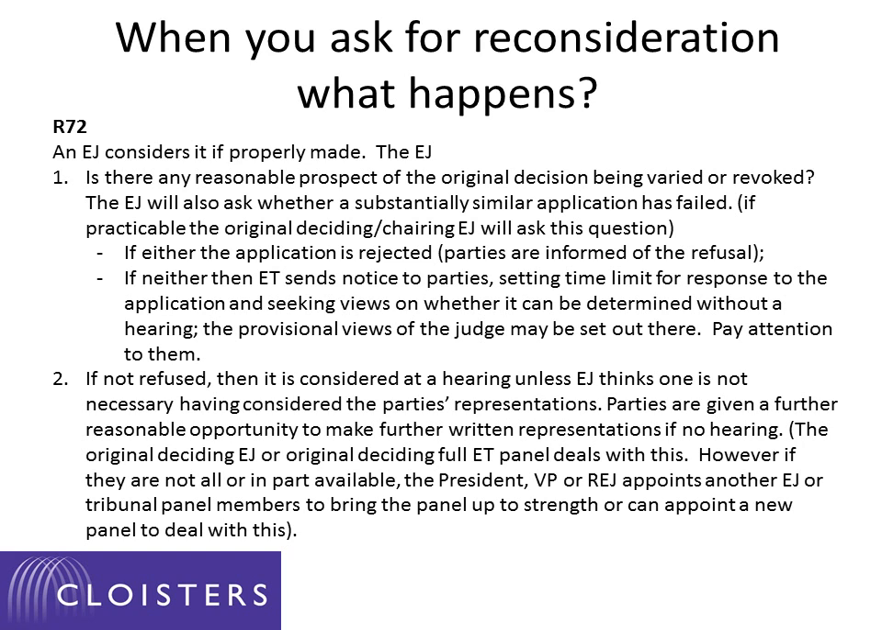Parties are then given a further reasonable opportunity to make further written representations if there's not going to be a hearing. Now, the original employment judge who decided the point, or the original full panel which decided the point, will deal with this hearing. However, if they're not available, either all of them or some of them, then the President, Vice President, or Regional Employment Judge appoints another employment judge if it was an employment judge's original decision, or tribunal panel members essentially to bring the panel up to strength.